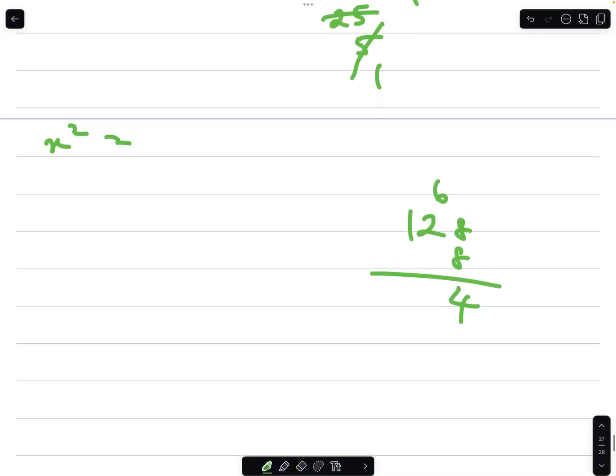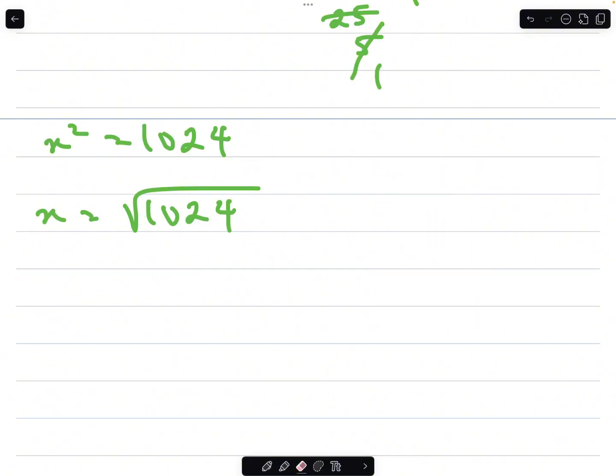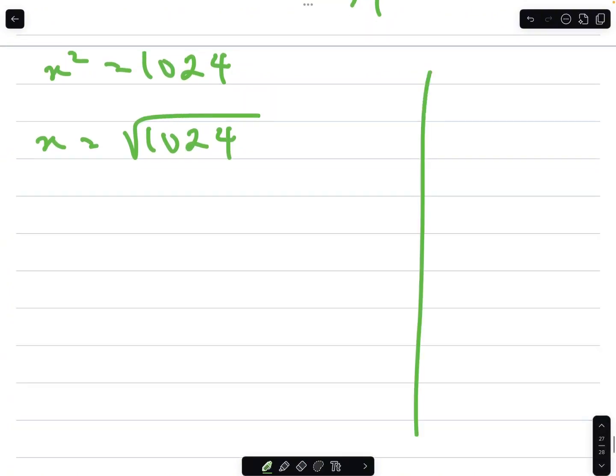4 carry 6. 8 times 2, 16 plus 6, 22. 2 carry 2. 8 times 1, 8 plus 2, 10. x squared equals 1024. So x is equal to what? Square root of 1024. You know how to do that, don't you? Yes. Let's work it out.